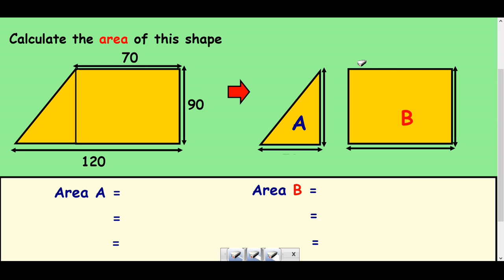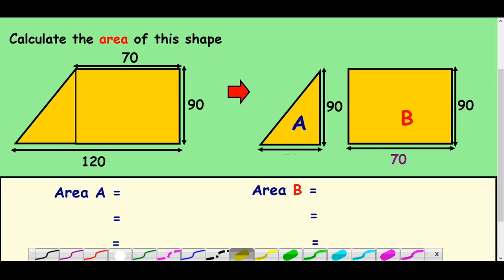It's got 90 and 70, so I can put my 90 and my 70 there. I've put it at the bottom instead of the top, which is absolutely fine. The height of the triangle, if you look at how high the triangle is, it's the same as this part here, which is 90. So I can put that in as well. The bottom bit of the triangle is the bit we don't know.